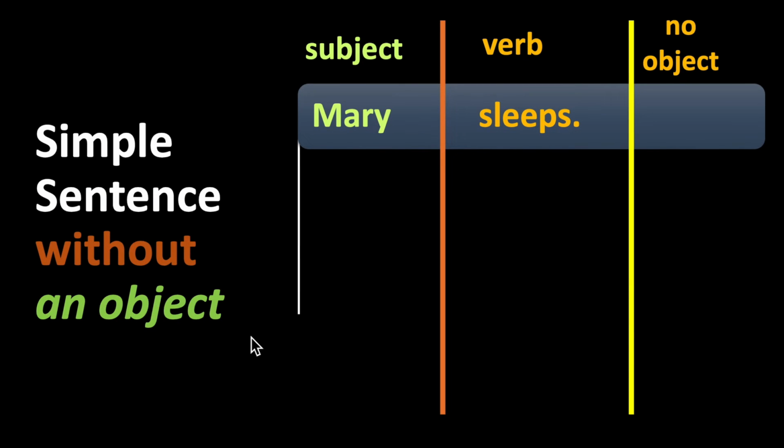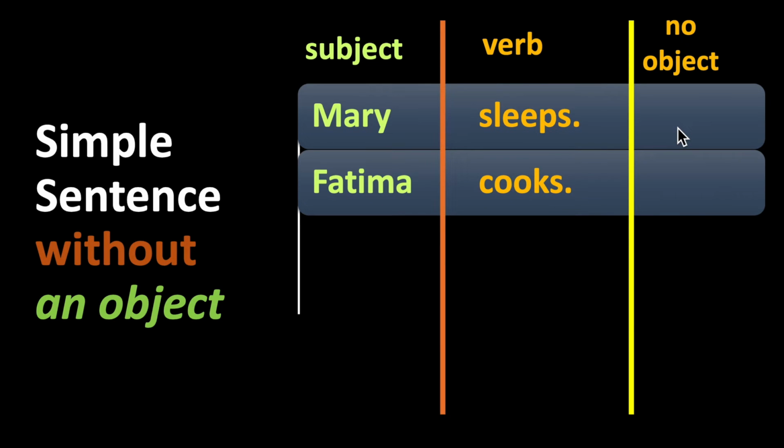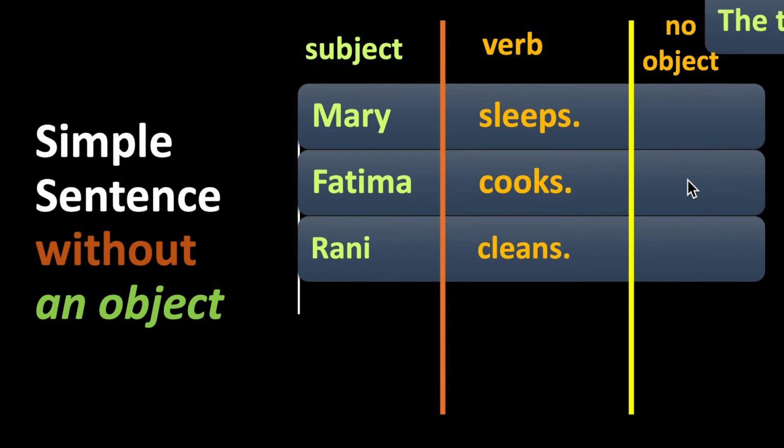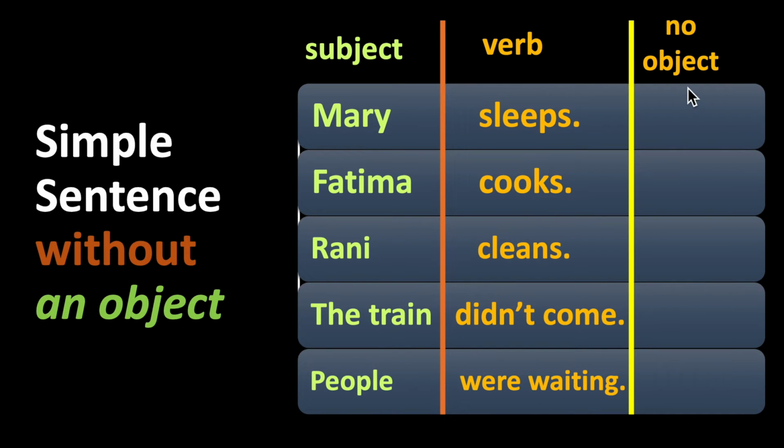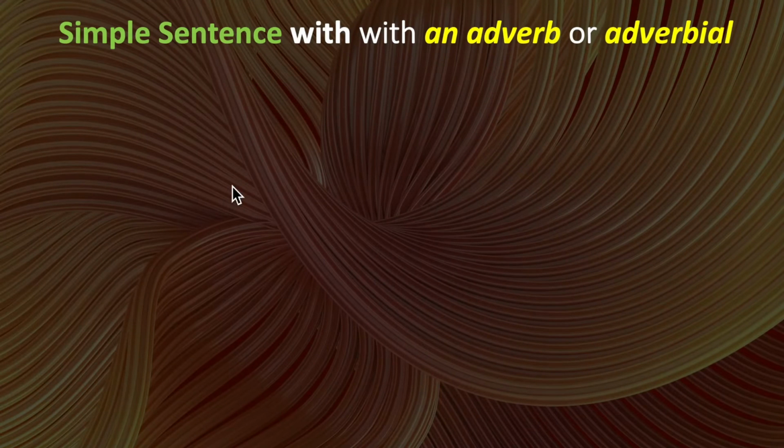Simple sentence without an object. Mary sleeps, no object. Likewise, Fatma cooks, no object. Rani cleans, the train didn't come, people were waiting. What we notice, we don't have objects at all in these sentences, and they are still examples of simple sentences. Go to the next to know more about simple sentences.